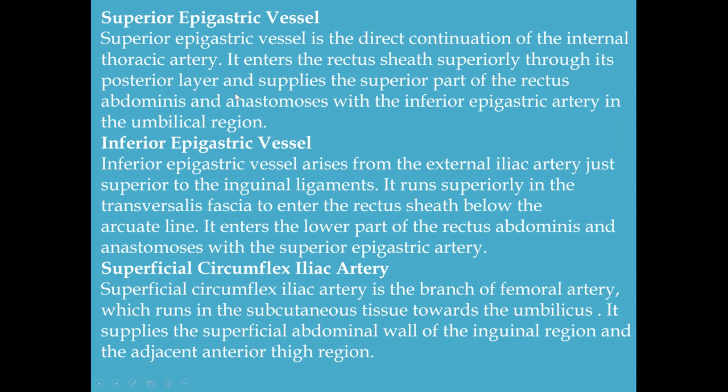The superior epigastric vessel is the direct continuation of the internal thoracic artery. It enters the rectus sheath, passes superiorly through its posterior layer, and supplies the superior part of the rectus abdominis, and anastomoses with the inferior epigastric artery in the umbilical region. So this is the course of the superior epigastric vessels, and the inferior epigastric vessels arise from the external iliac artery.